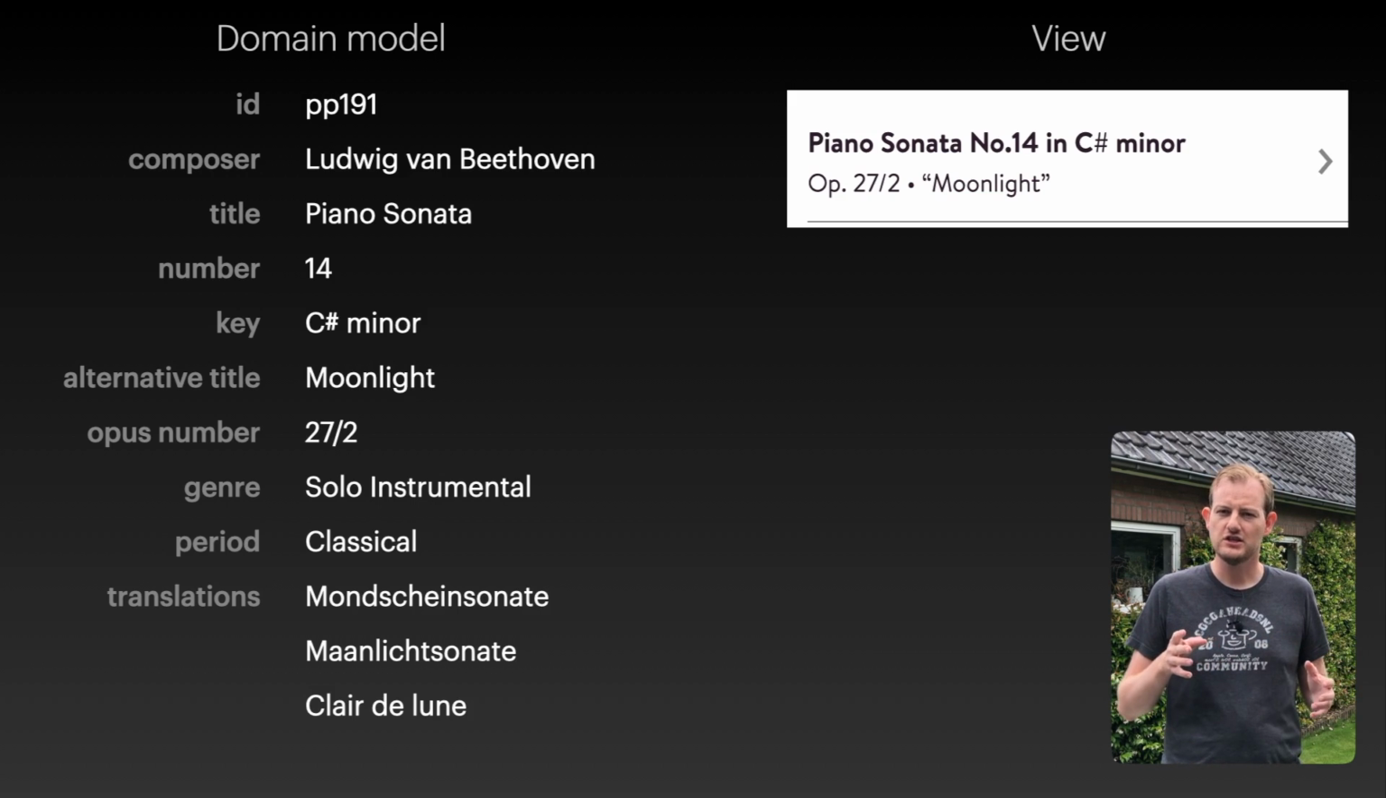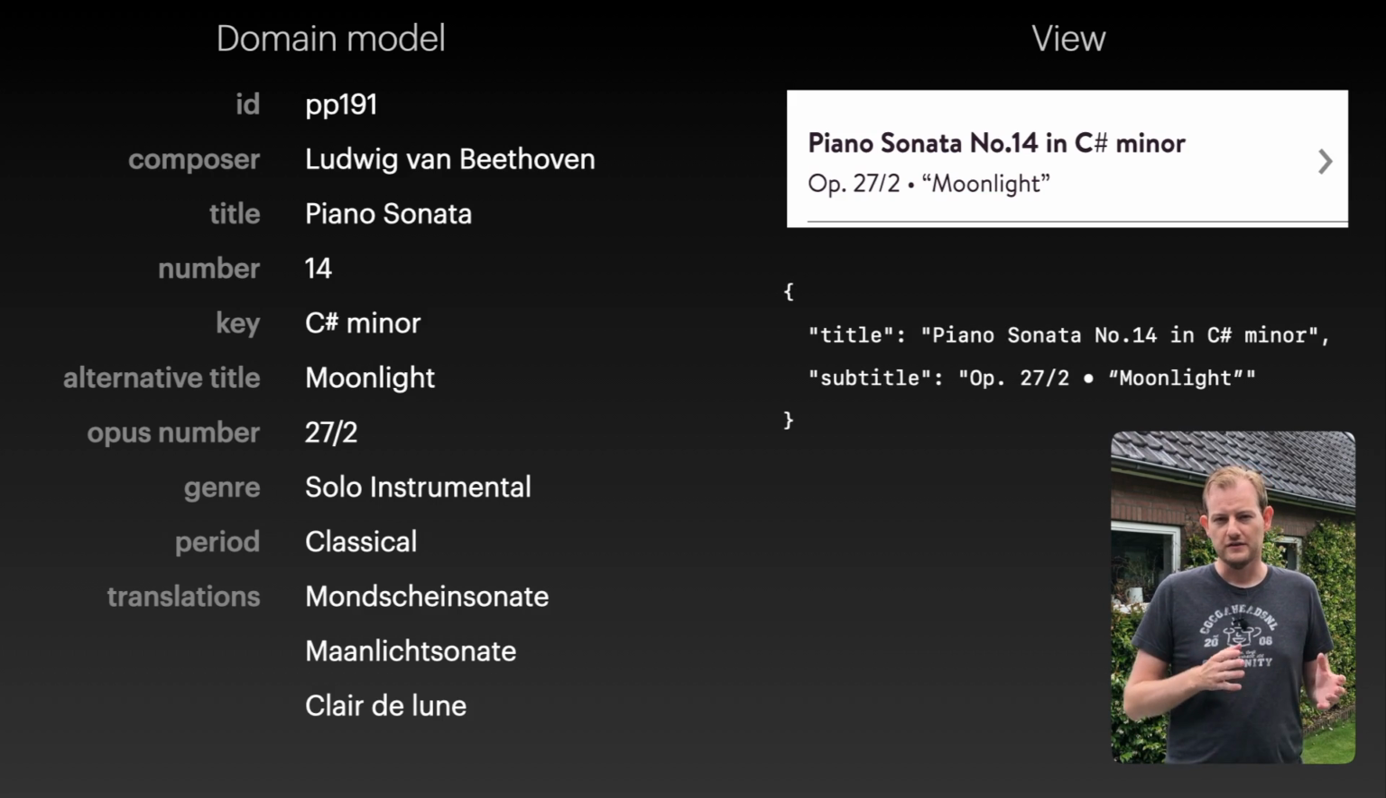And where does the decision live how to render this? Who decides that the key has to be in the first line and the opus number has to be in the second line? With a server-driven UI, this is all very simple. All these decisions are done on the server. This is all the data that is sent from the server to the clients. Just the title and the subtitle, because that's all that's needed in this design.